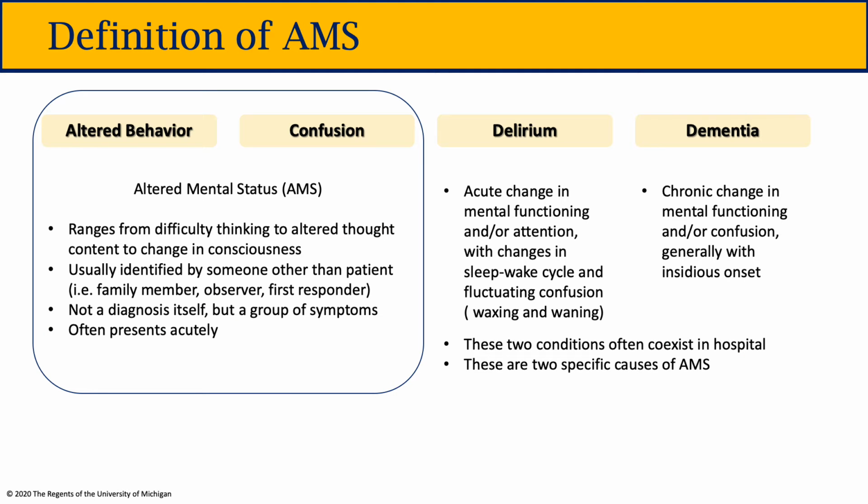Altered mental status is a broad term, which can be differentiated from delirium and dementia. Altered mental status, or AMS, encompasses the findings of altered behavior and confusion, ranging from difficulty thinking to altered thought content or change in consciousness. It is usually first noticed by someone other than the patient. We won't get into the specifics of delirium and dementia here, but these are both specific causes of altered mental status, and they both might often coexist in the hospital setting.